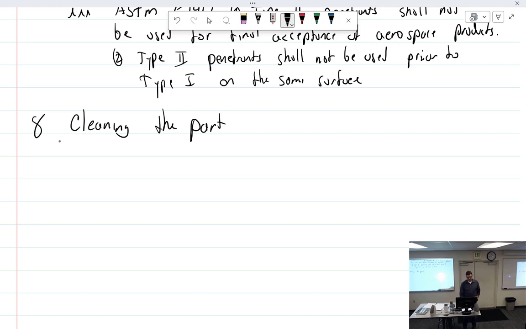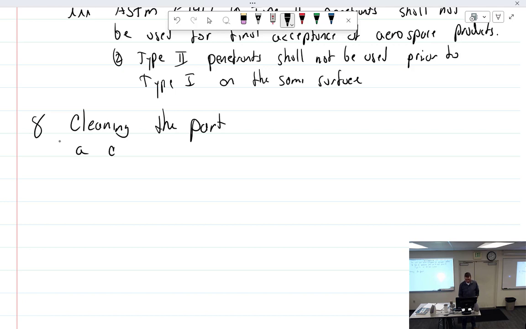Like many things, cleaning is actually like the most important and understated part of anything. If you don't do that right, everything that follows is a disaster. I kind of learned that when I grew up in the body shop world. If you don't clean the car correctly before you paint it, you end up with nothing but fish eyes. So everything's got to be done right. So cleaning the part.